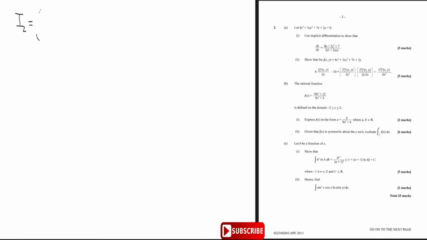And I2 is the integral of sine square x cos x times ln sine x dx. So looking back at the formula, the only thing that I noticed that they did was first they substituted n as 2. Then they substituted, what is h? H to the n. So we need to identify what is h. They substituted h as sine x, and they substituted n as 2.